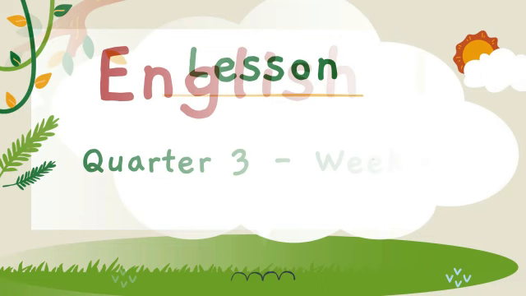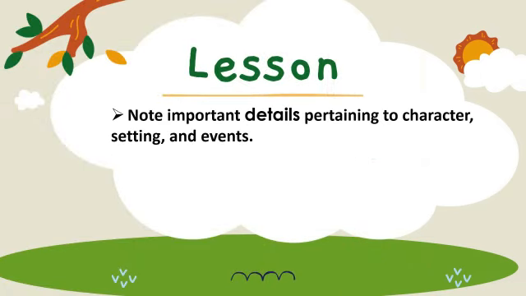English 1, Quarter 3, Week 4. Lessons. Note important details pertaining to character, setting, and events. Give the sequence of 3 events. Infer the character, feelings, and traits. Expectations. Note important details pertaining to character, setting, and events. Give the sequence of 3 events. Infer the character, feelings, and traits.